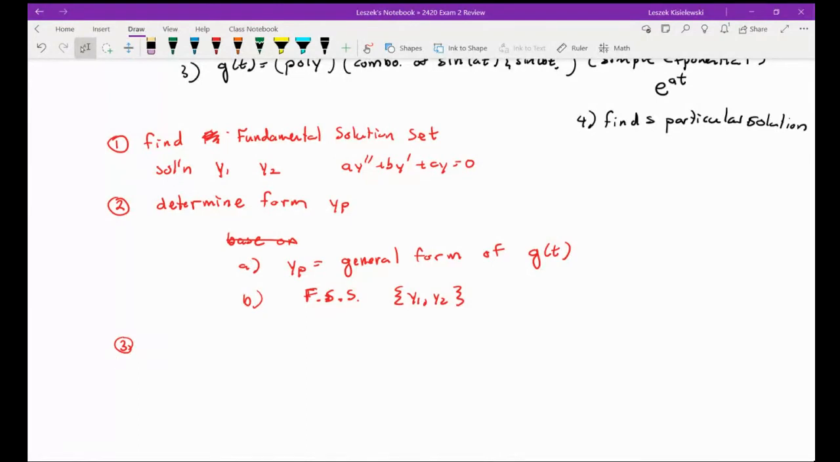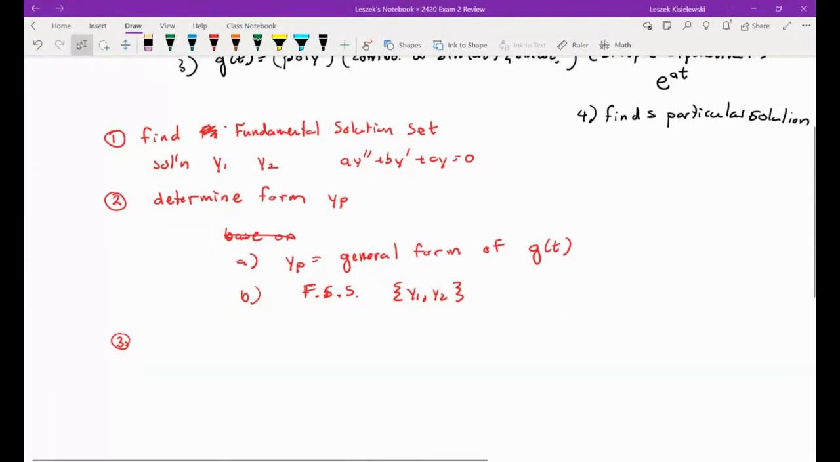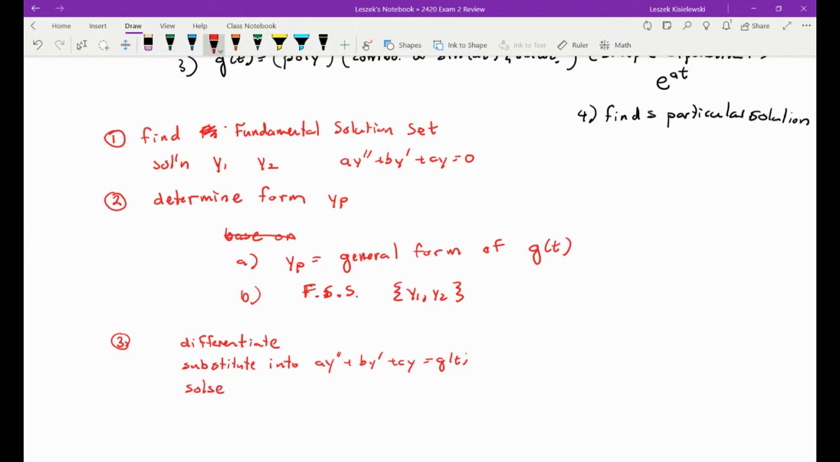And we're going to go maybe through just some examples. But then, once you assume the form your particular solution takes, you have to differentiate the particular solution in its general form. You substitute into the original non-homogeneous equation. And then solve a system of linear equations to determine the coefficients. Okay.